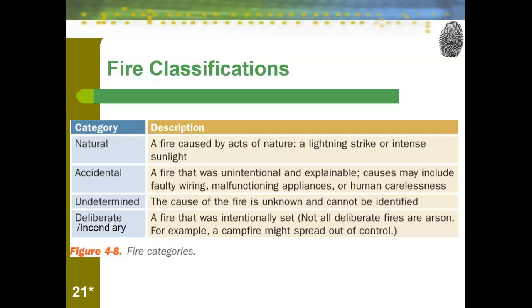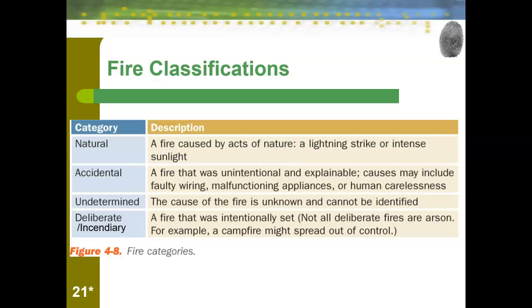Now, another thing a fire investigator does is they classify their fires, and they can fall into 4 categories. The first is natural. This is a fire caused by an act of nature, such as a lightning strike or really intense sunlight. Then we have accidental, which is a fire that was unintentional and explainable. Causes may include faulty wiring, malfunctioning appliances, human carelessness, like the leaving the iron on the ironing board example. So accidental was that a fire was not started initially and something accidentally made a fire start.